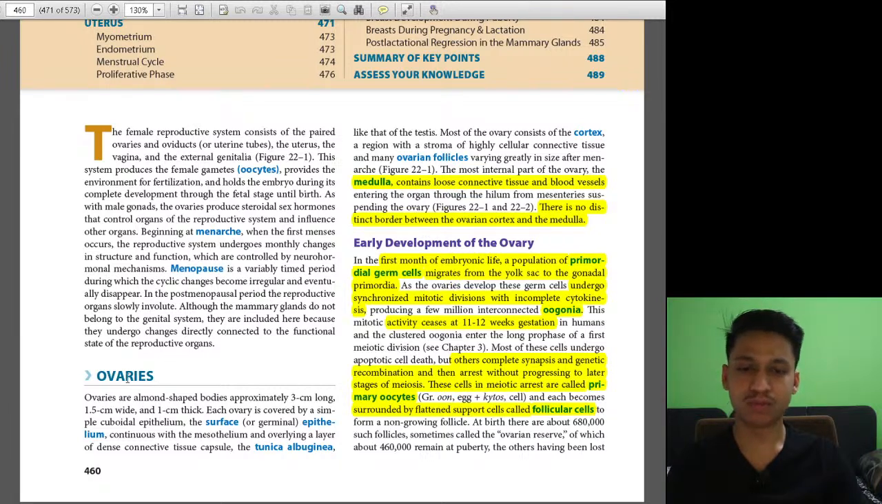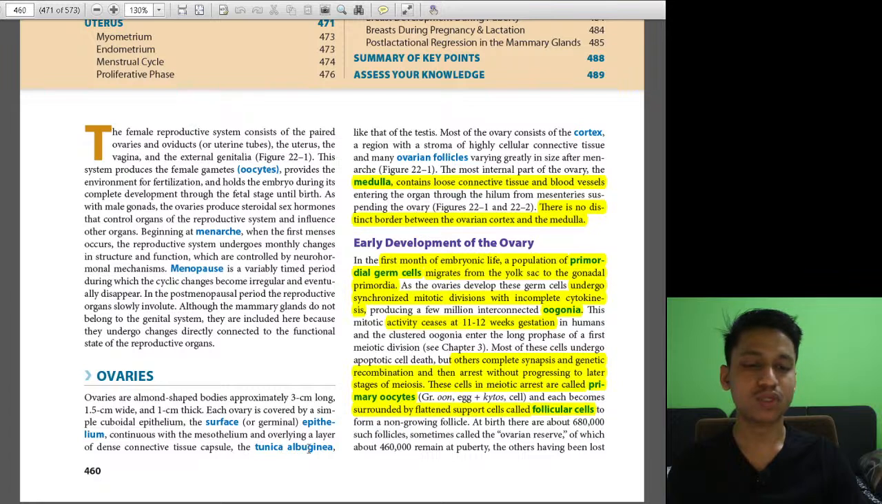Okay, so ovaries. Let's see what ovaries do and how dynamic their structure is. Ovaries are almond-shaped bodies approximately 3 centimeters long, 1.5 centimeters wide, and 1 centimeter thick. Each ovary is covered by a simple cuboidal epithelium. The surface epithelium continues with the mesothelium and overlies a layer of dense connective tissue capsule.